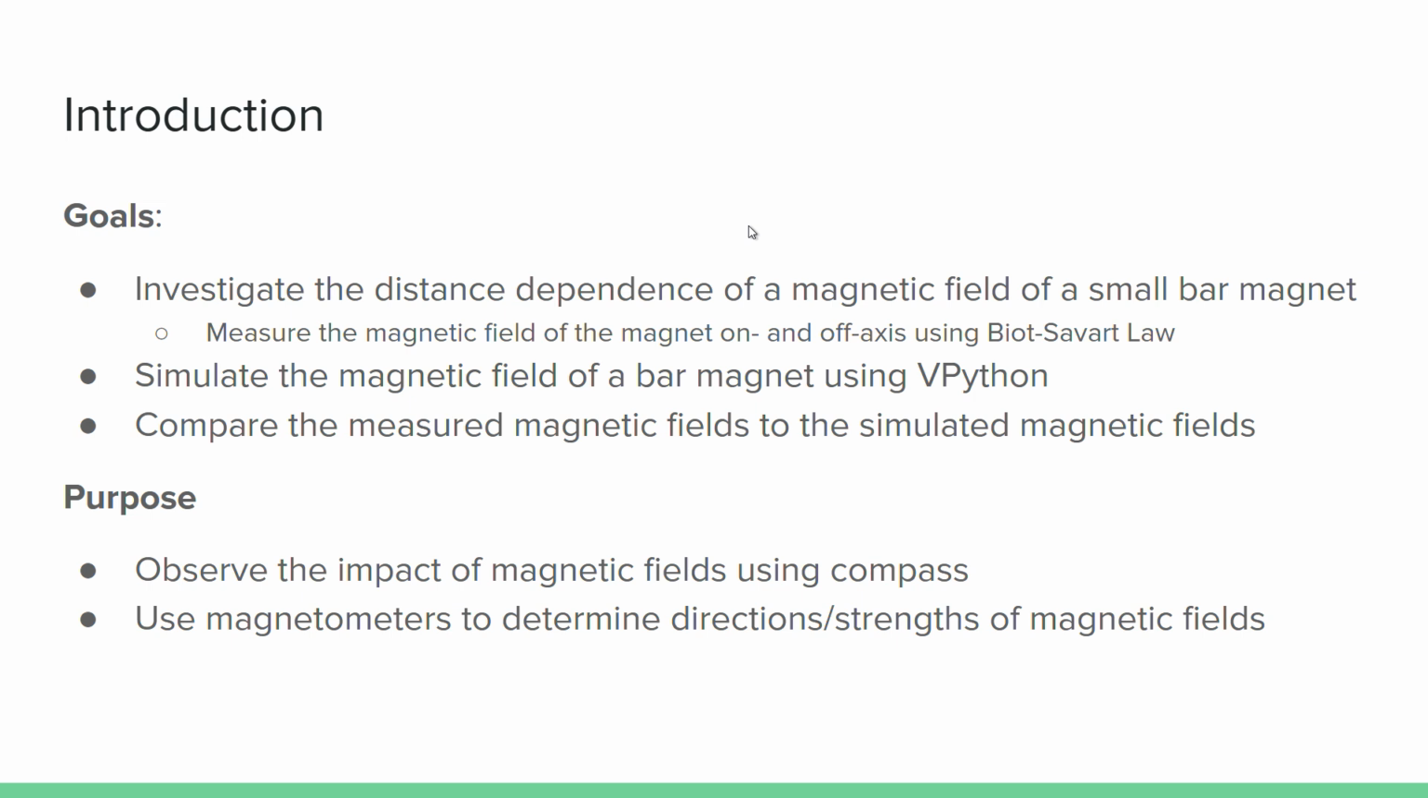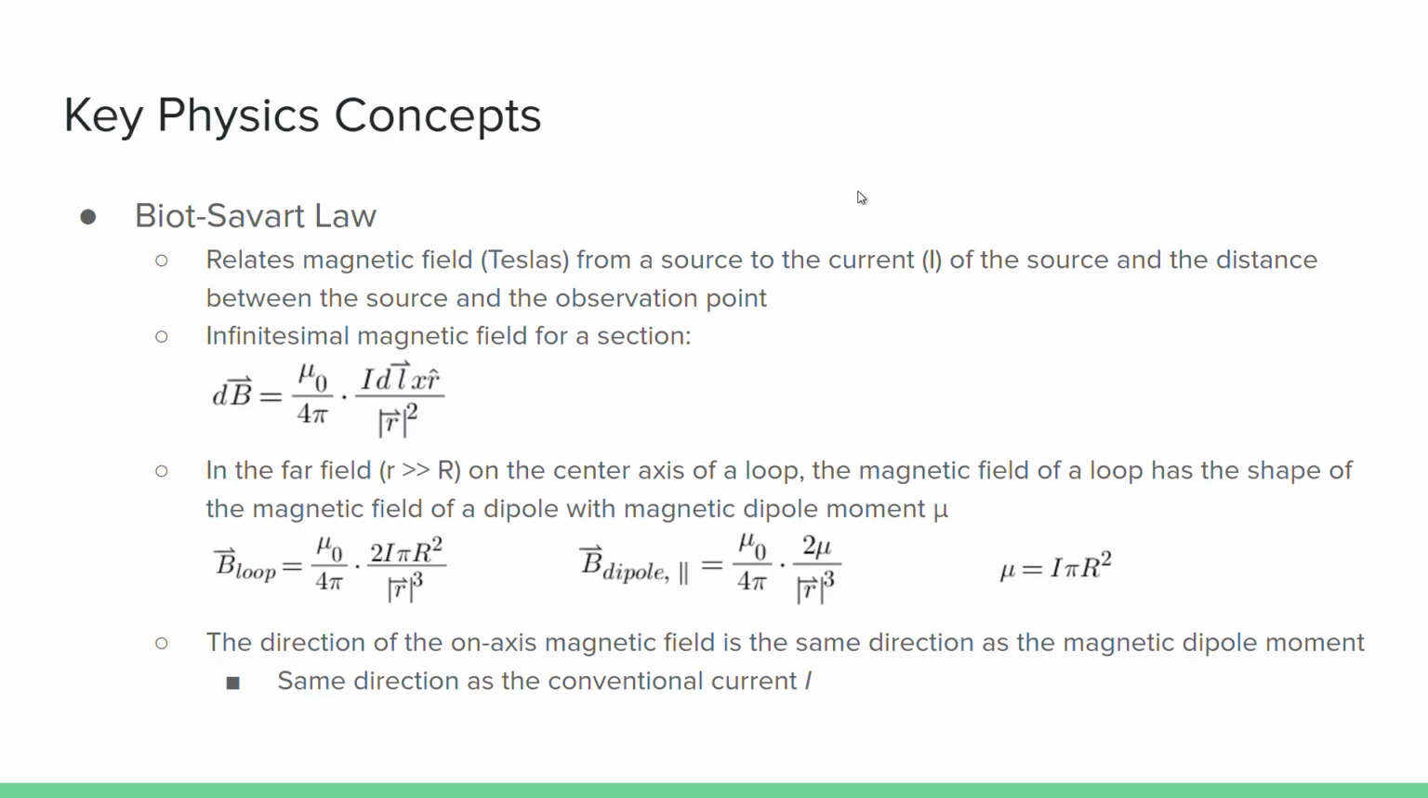The overall purpose of this experiment was to observe the impact of magnetic fields using compasses and magnetometers to determine the directions and strengths of magnetic fields at various locations. The key physics concept involved in this lab was the Biot-Savart law, which relates the magnetic field in teslas from a source charge to the current of the source charge and the distance between the source charge and the observation point. For an infinitesimally small section, the magnetic field is equal to the equation below.